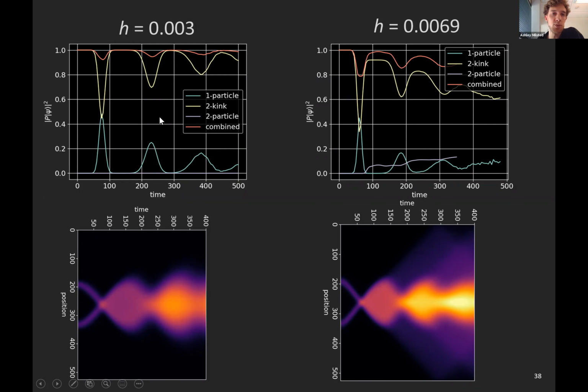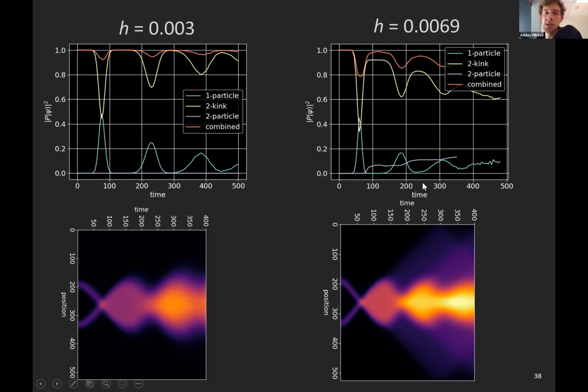Now, if we look on the right, it's rather different. After the first collision, this 2 kink amplitude goes down by about 10%. And if we look at the 2 particle amplitude, well, it jumps up by about 10%. It doesn't quite sum up to 1, but it almost does. So we can see that we're characterizing the state pretty well using these 2 kink and 2 particle sectors, and that we have a roughly 10% chance of producing 2 scalar particles.